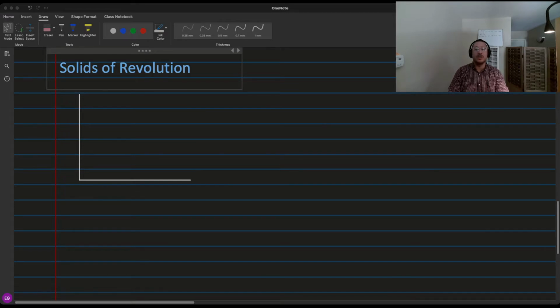It's very similar to it. So first we're just going to talk about how do you get a solid, which will have a volume. How do you get the solid? You get it by revolving something, so we call them solids of revolution, and then we will calculate their volumes.